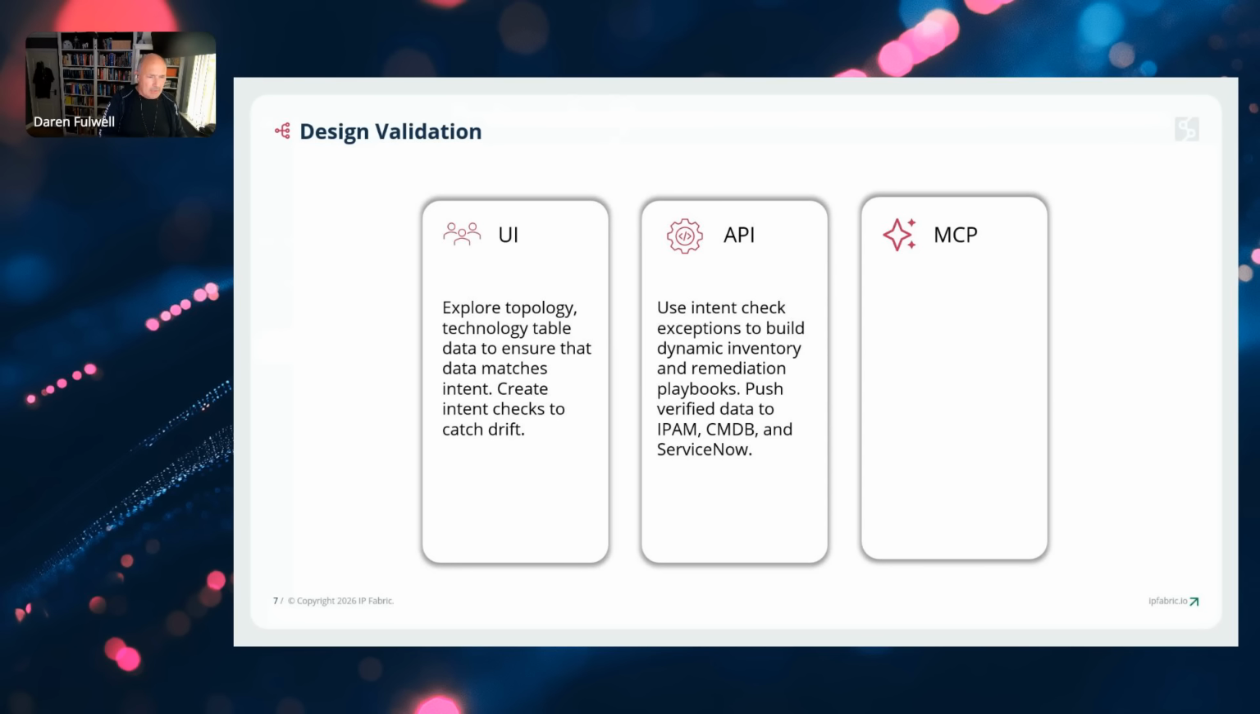And then build that into, for example, an Ansible playbook or something to go remediate that based on inventory data that's pulled from IP Fabric. You might also choose to take that verified data and push it into other systems where it's useful. This is where the API really would be used in that case. It's about ensuring that everything is consistent with that design and with the network as implemented.